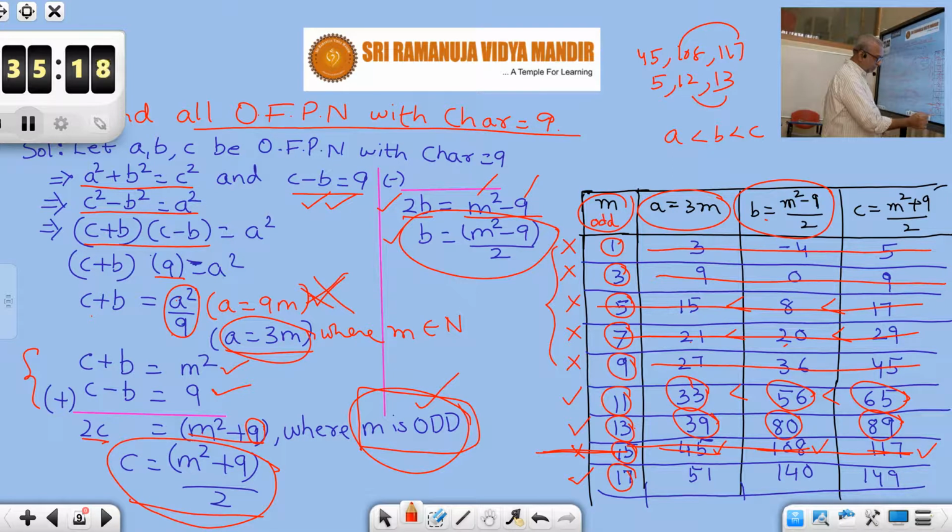So next one, with m equal to 17, you get 51, 140, 149. These are acceptable. So like this, there are infinite number of OFPN with characteristic 9.